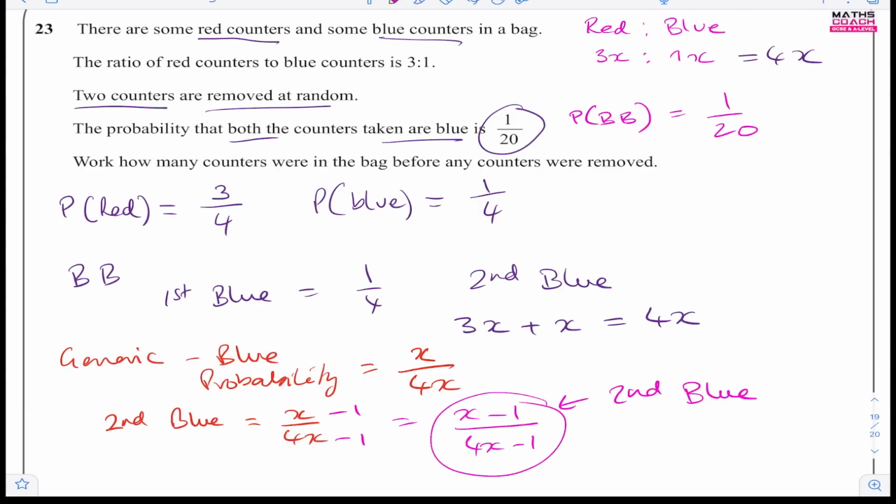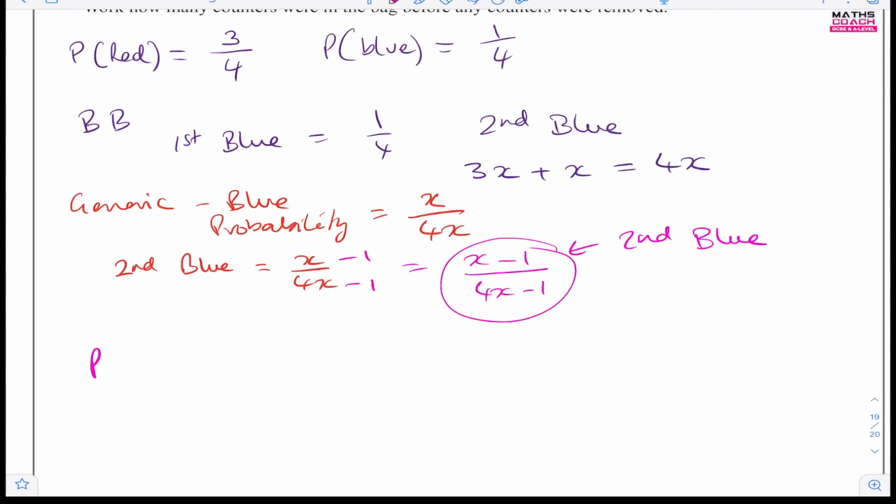So what we can now write is the probability of a blue and a blue is going to be the probability of the first blue, which is 1 over 4. That's quite simple, so 1 over 4, times by the probability of a second blue, which is what we've just found right here. So that's going to be 1 over 4 multiplied by x minus 1 over 4x minus 1. And we just have to calculate what that is. But we also know that this is equal to 1 over 20. So we can write 1 over 20.